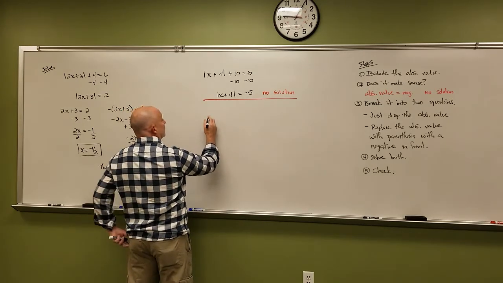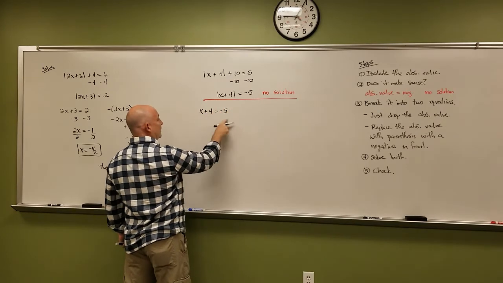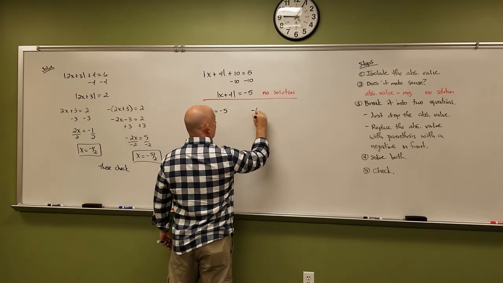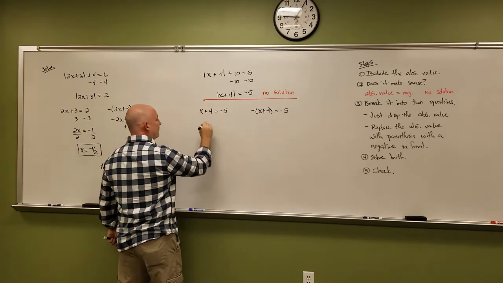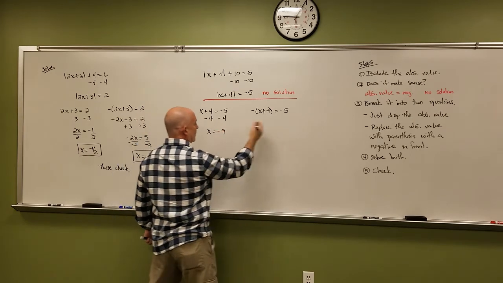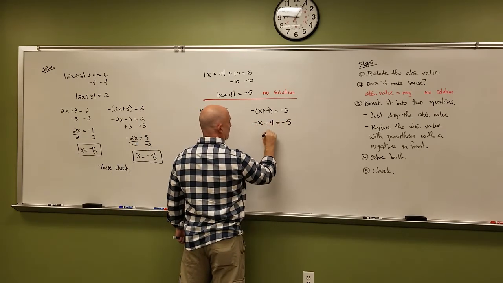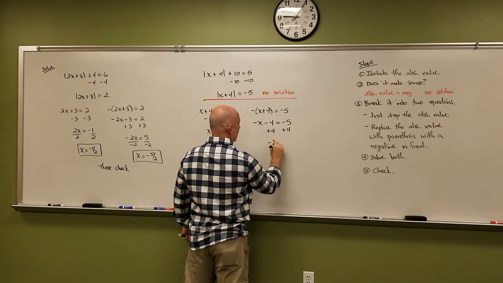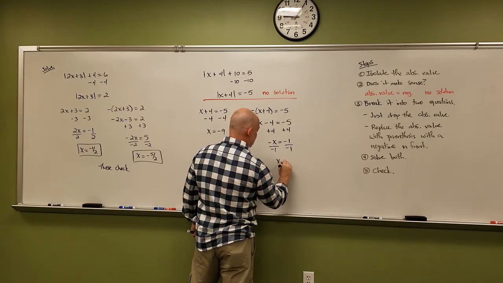So let's break this into 2 equations now. So I have x plus 4 is equal to negative 5. The first one I just dropped the absolute value. Next one I replace the absolute value with parentheses and a negative in front. Solving each one of these, we get x is equal to negative 9. Distributing the negative, we get negative x minus 4 is equal to negative 5, so negative x is equal to negative 1. So we get x is equal to 1.